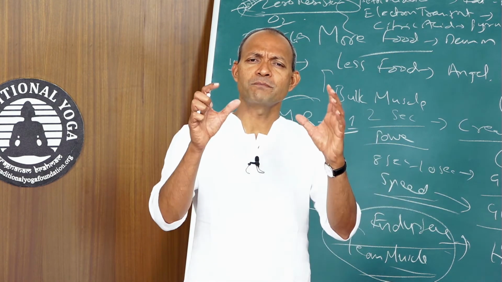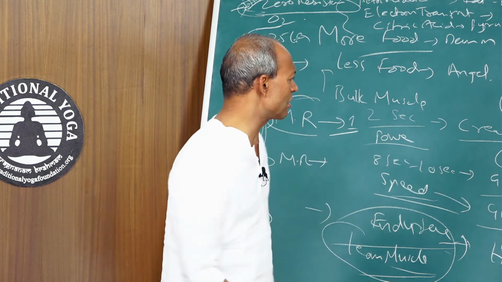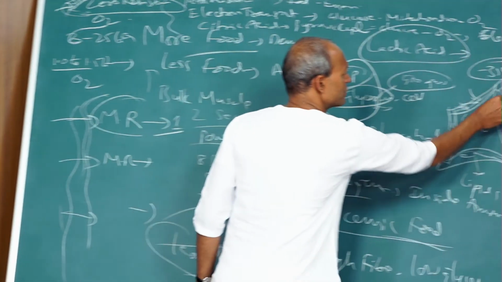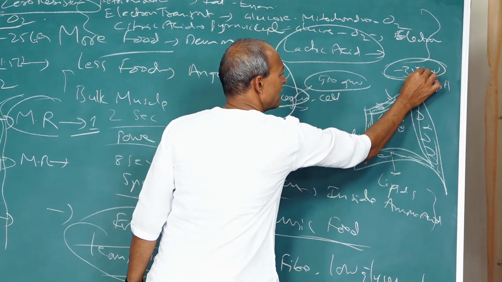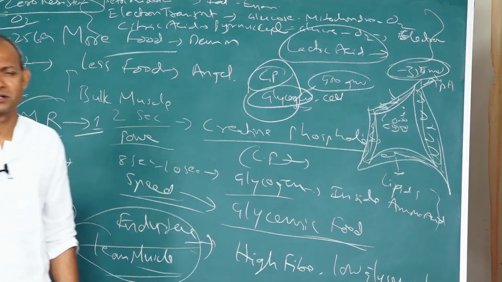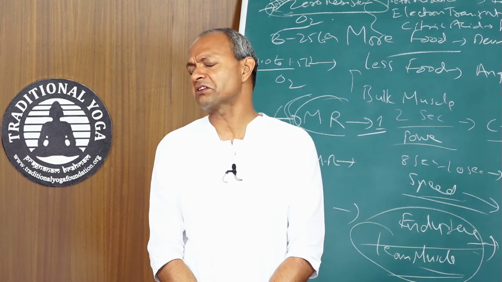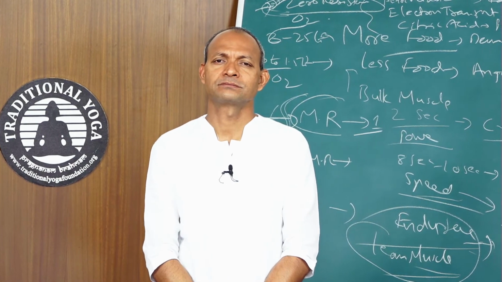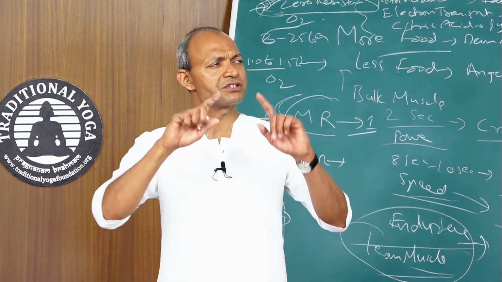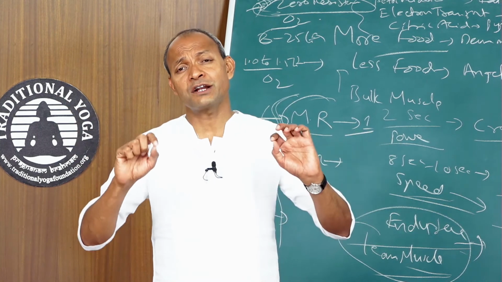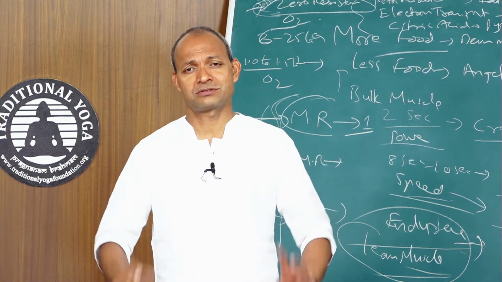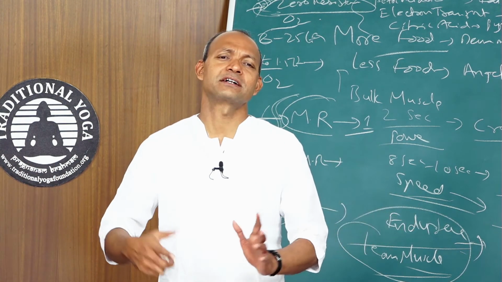So if your cell membrane is strong, charged with electrons at full capacity, as I told you, minus 350 millivolts is your cell membrane potential, then no virus and nothing can damage you. Because it is like electrified fencing around your house. Nothing can enter inside.